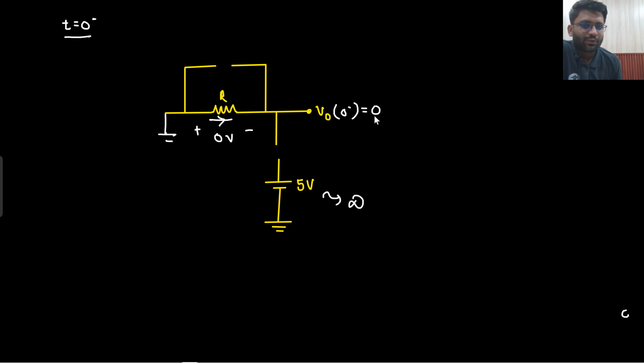This is 0 volt and this is also 0 volt, so this will also be 0 volt, right? So can you let me know what was our VC? This was our VC2, right? VC2, and this was our VC1.